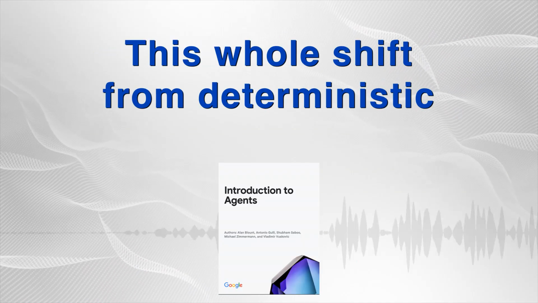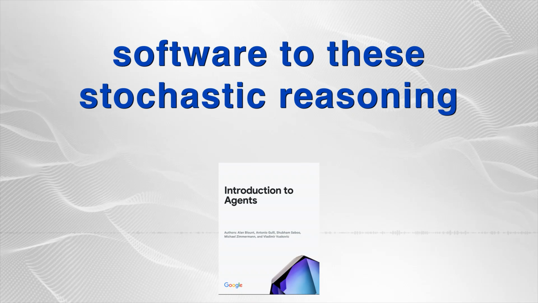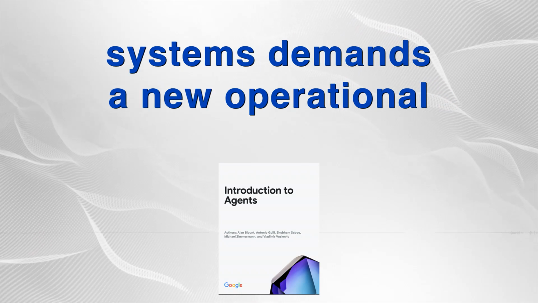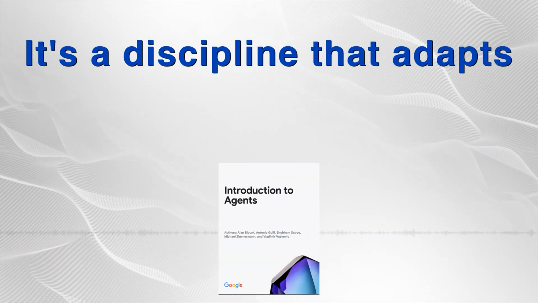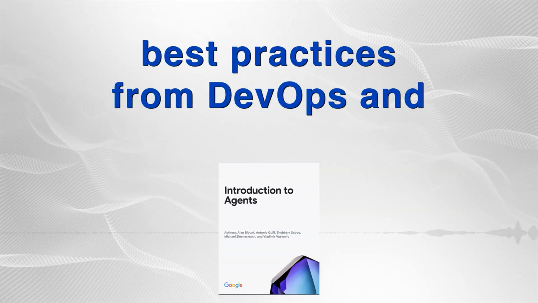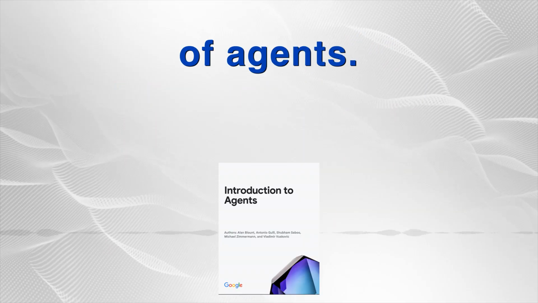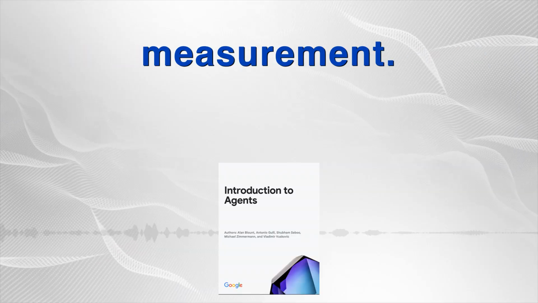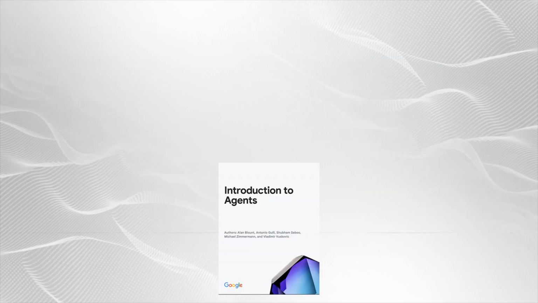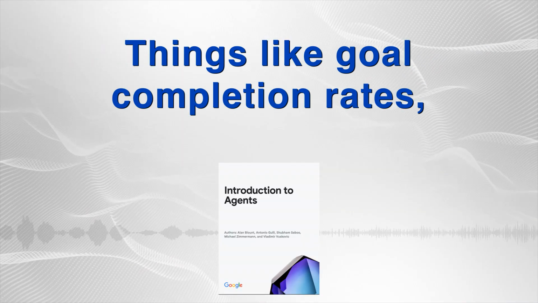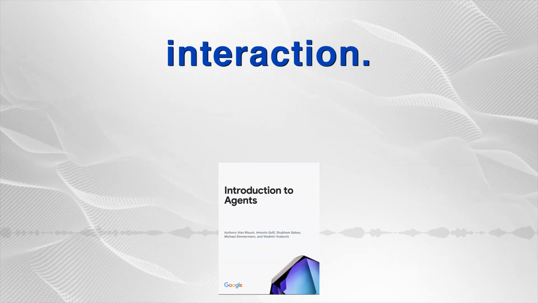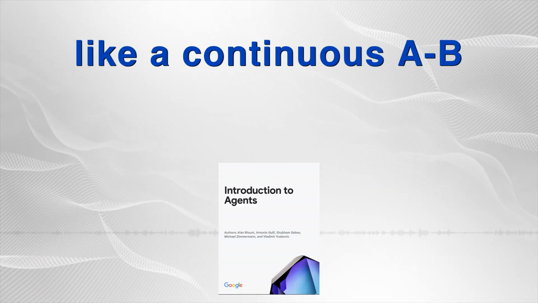This whole shift from deterministic software to these stochastic reasoning systems demands a new operational philosophy, and that's agent ops. It's a discipline that adapts best practices from DevOps and MLOps for the unique challenges of agents. The first discipline here is measurement. Success is no longer just, did the code run? You have to measure real business impact, things like goal completion rates, accuracy, and the cost per interaction. It needs to be treated like a continuous A/B experiment.